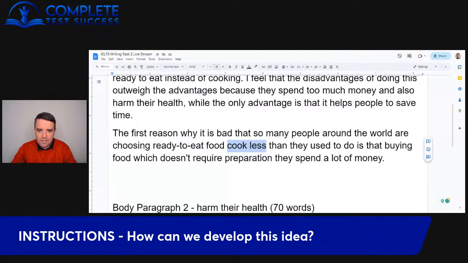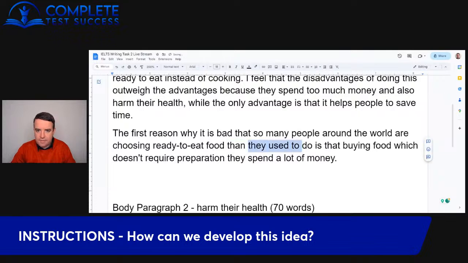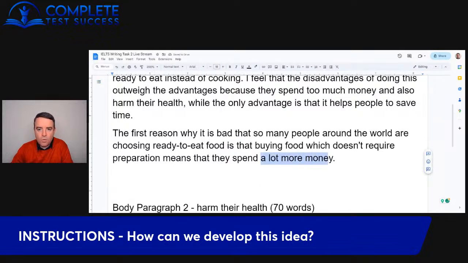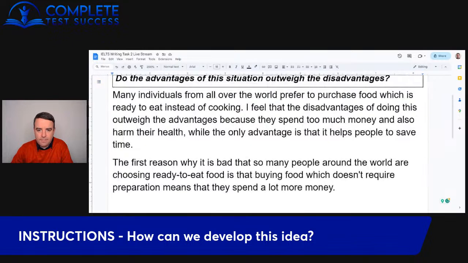So the first reason why it is bad that so many people around the world are choosing ready-to-eat food is that buying food which doesn't require preparation means that they spend a lot more money. Because now we are making a comparison. More money than what? More money than the people who cook at home. So that's fine.